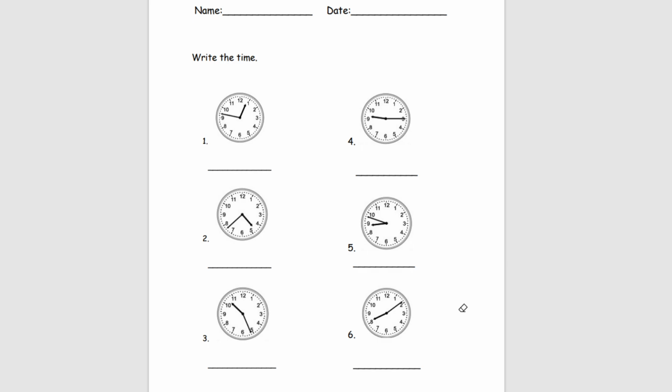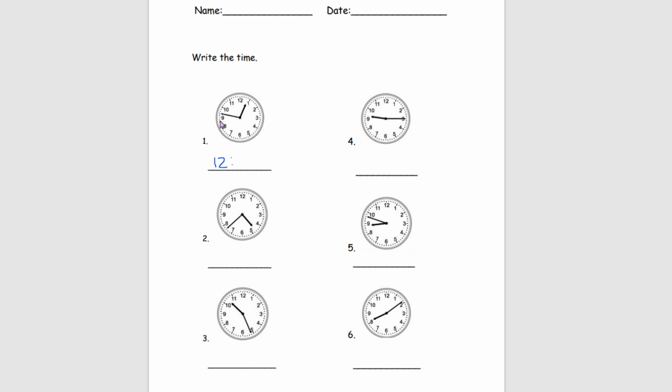The shorter hand indicates the hours, while the longer hand indicates the minutes. So, looking at this first example, number 1, we see that the hours hand is in between 12 and 1. And since it's not at 1 yet, we know that our time is 12.